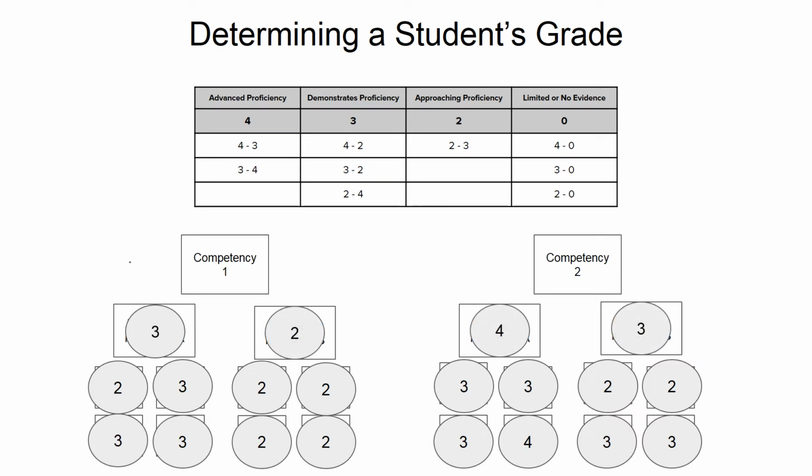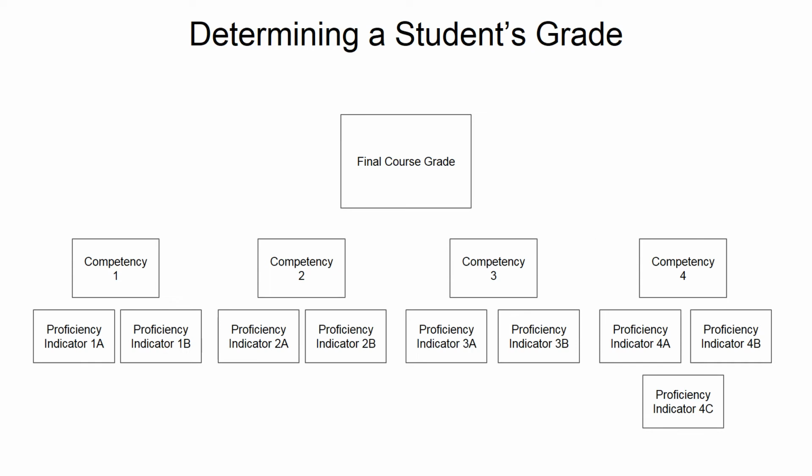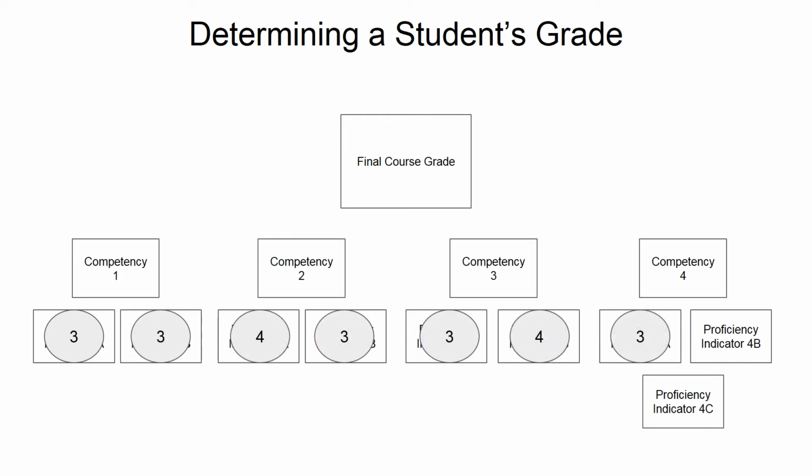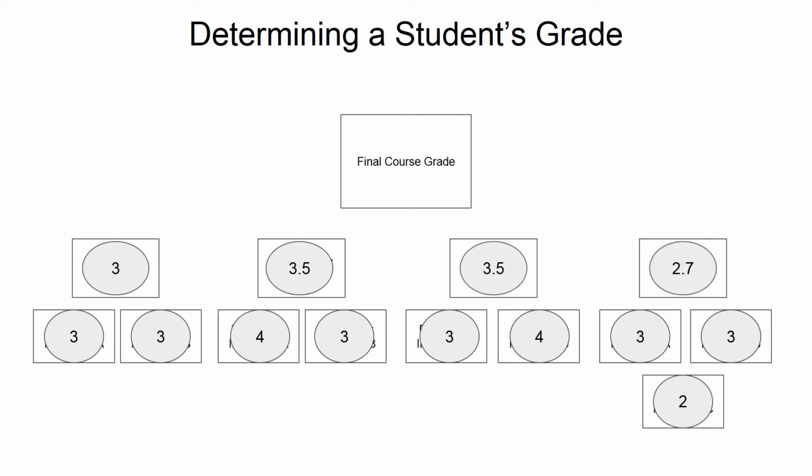Now let's look at how a competency score and final grade are determined. Let's fill in the student's proficiency indicator grades for the year as determined in our bimodal system. To arrive at a score for each competency, we then average the scores of the proficiency indicators together. To arrive at a final score for the course, we then average the scores of the 4 competencies together.